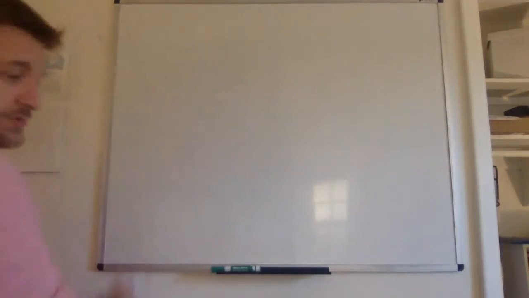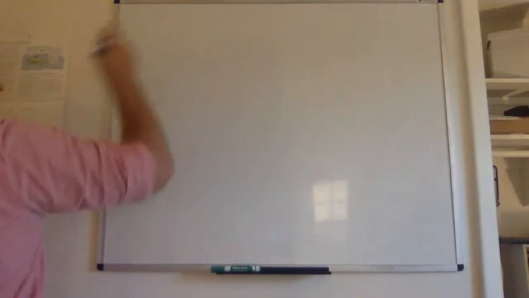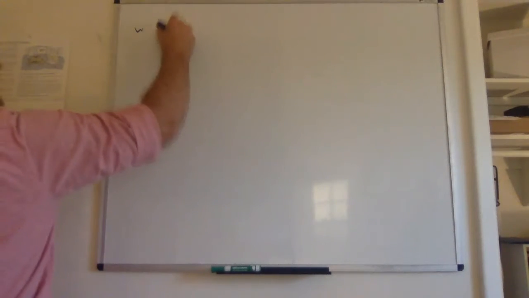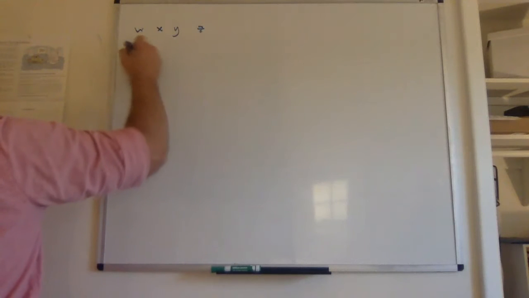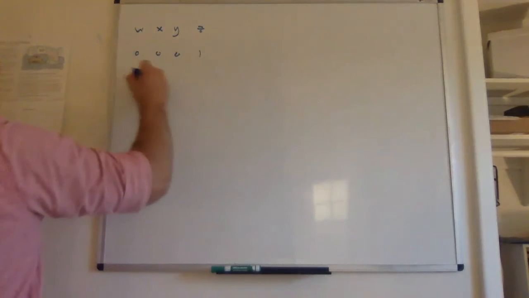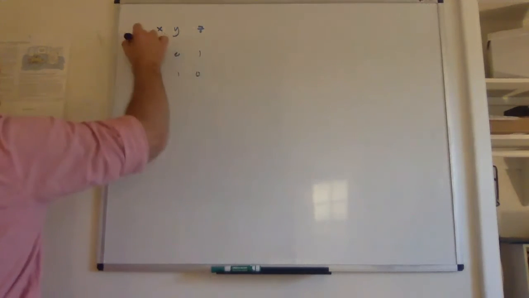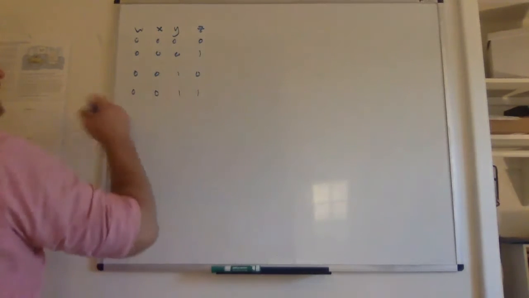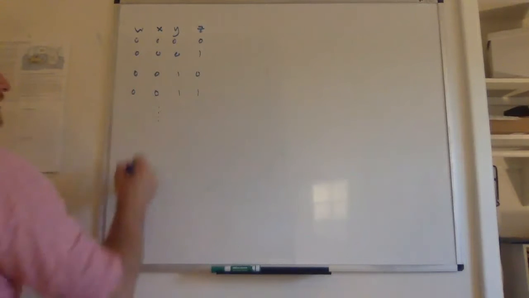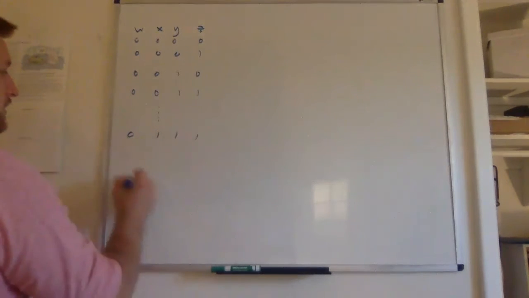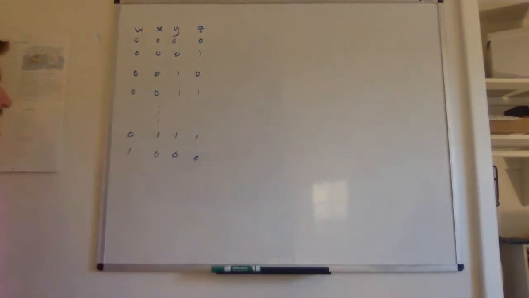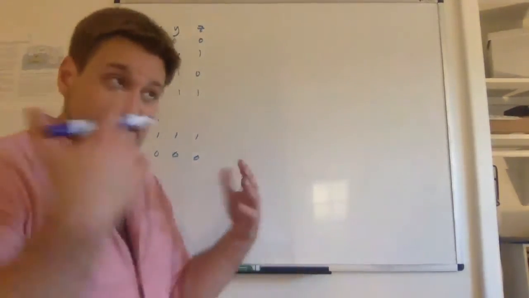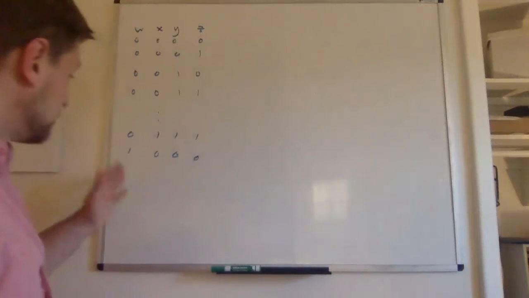I'm not going to write the whole truth table. Just remember, if we're talking about W, X, Y, Z, then it's looking like 0, 0, 0, 0, 0, 0, 0, 1, 0, 0, 1, 0, 0, 0, 1, 1, and so on. We get to 0, 1, 1, 1, and then 1, 0, 0, 0, and all the way down. We've got 16 different minterms, but we're still tracking.